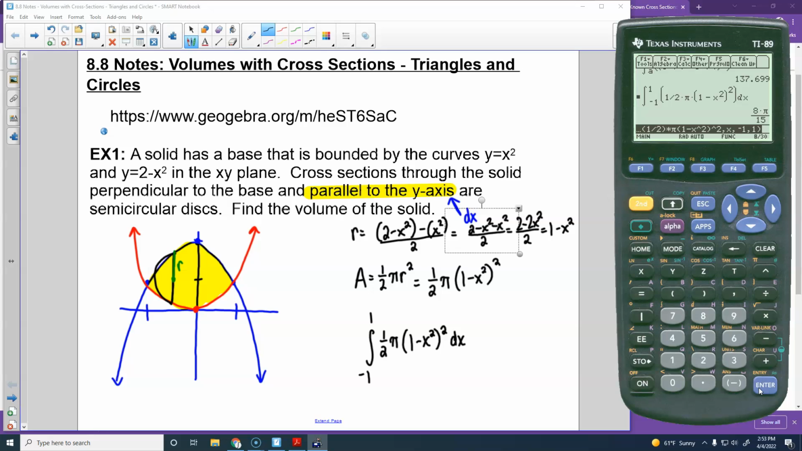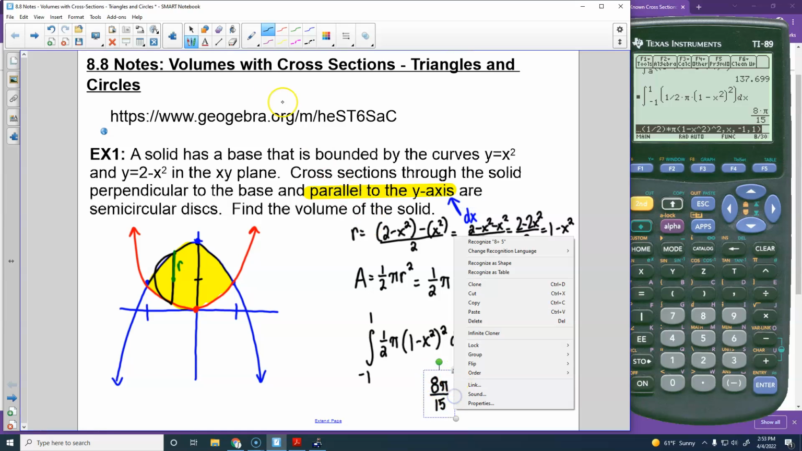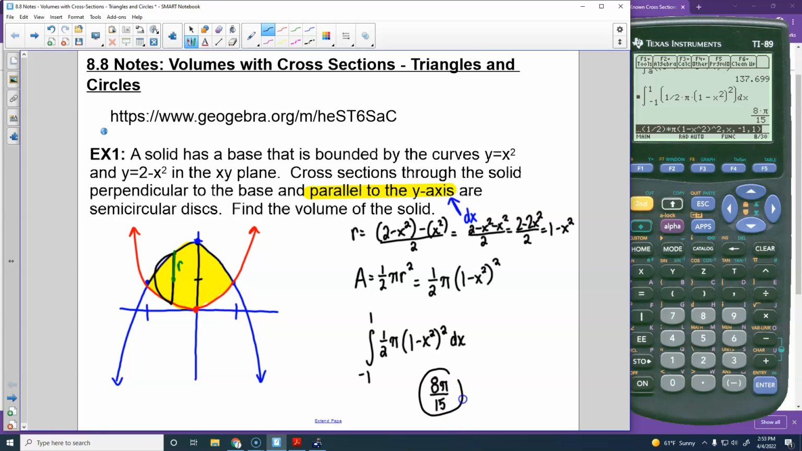So we type that in. Let's make sure I've got everything in the right place. We're getting 8 pi over 15, which will be our answer here. Since I got a pretty simple answer, I think I'm just going to leave it. But you could hit the green button and enter on this. This is one that would probably not be calculator active on the real test. We're just cheating a little bit.